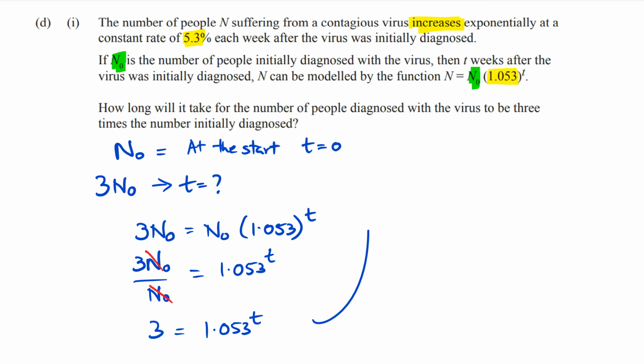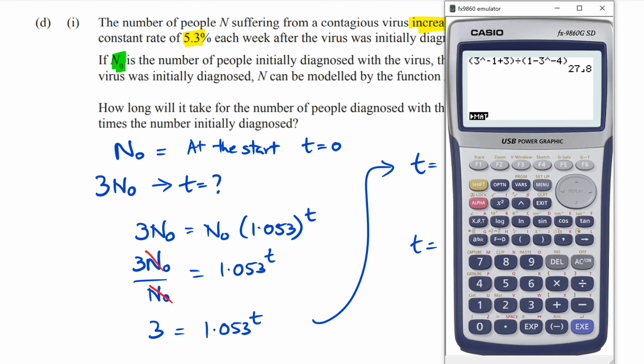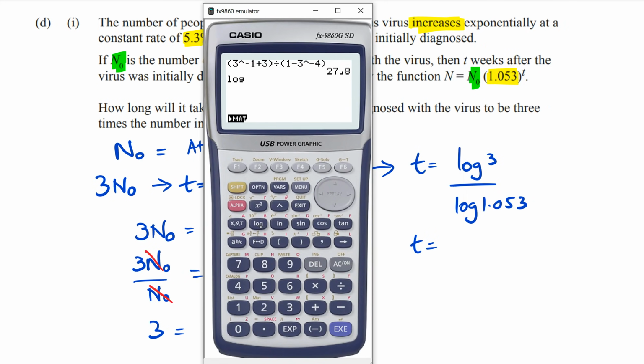So at this point, we can figure out what t is, because t is equal to log 3 divided by log 1.053. Now, if you don't know how I just got to that, please do check out the level 2 algebra skills videos on solving exponential equations using logs. There are some really good explanations there. So we're going to go into our calculator and put in log 3 divided by log of 1.053. And what we have is 21.27.